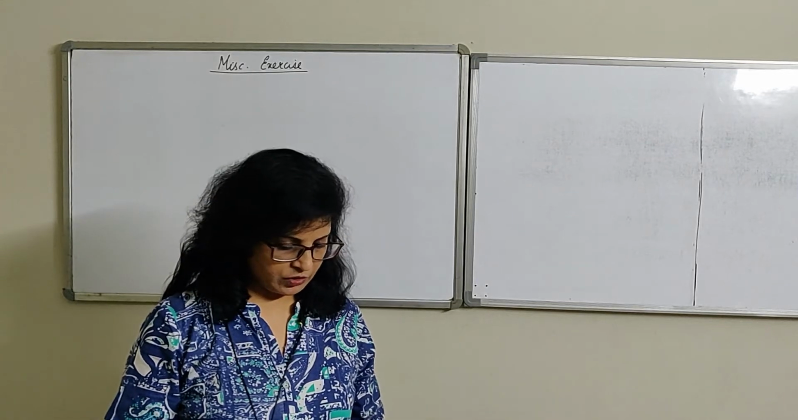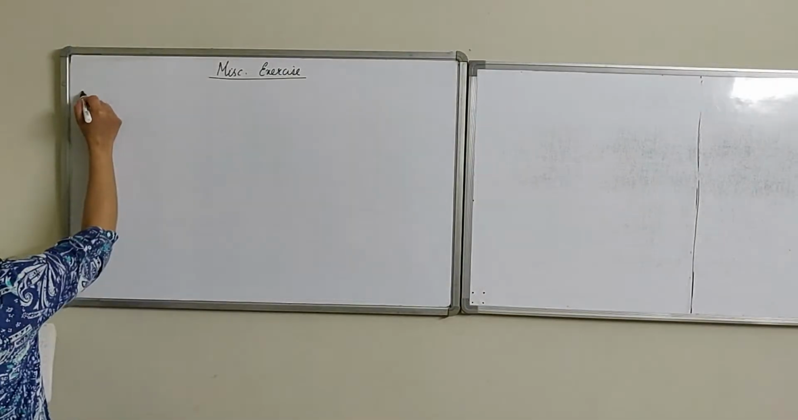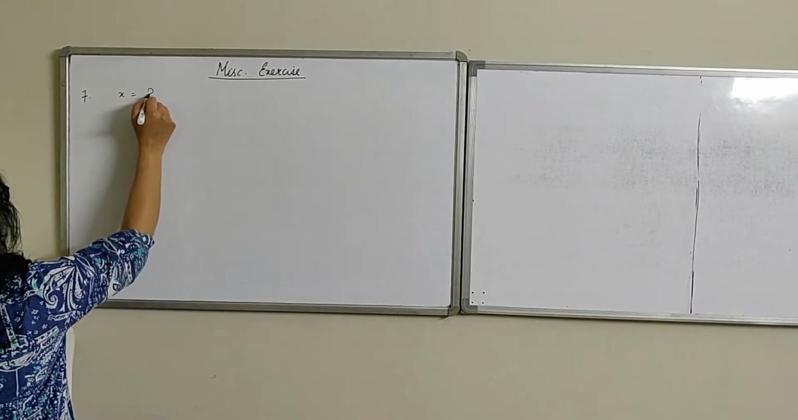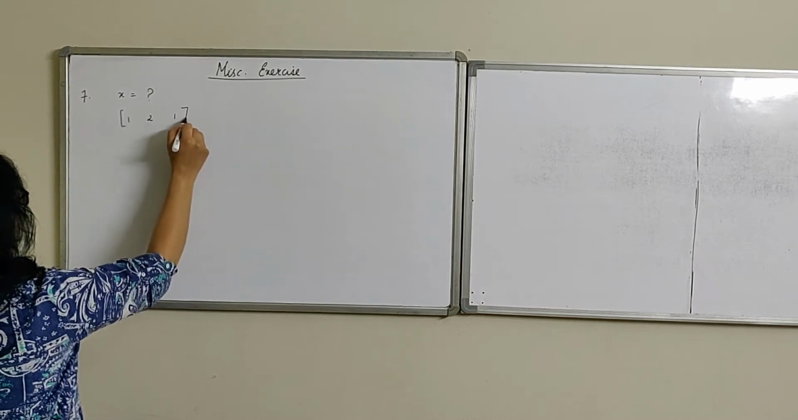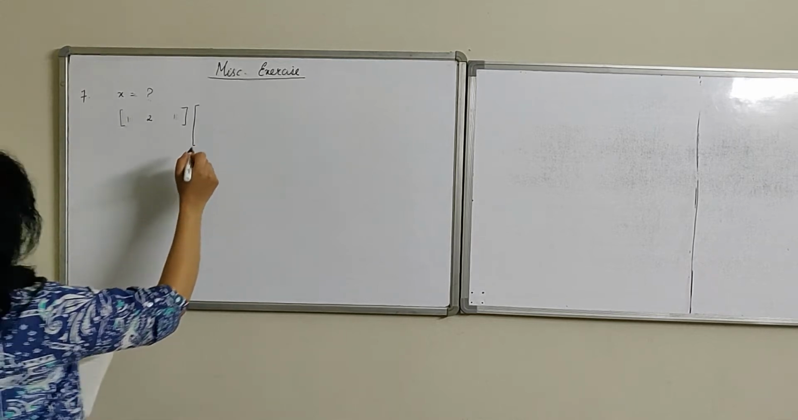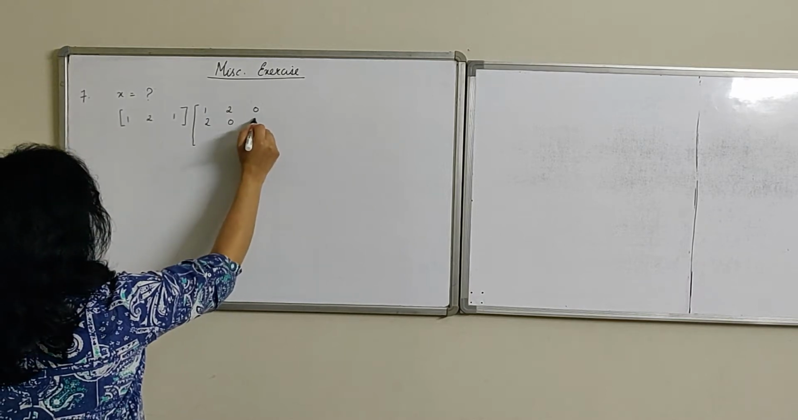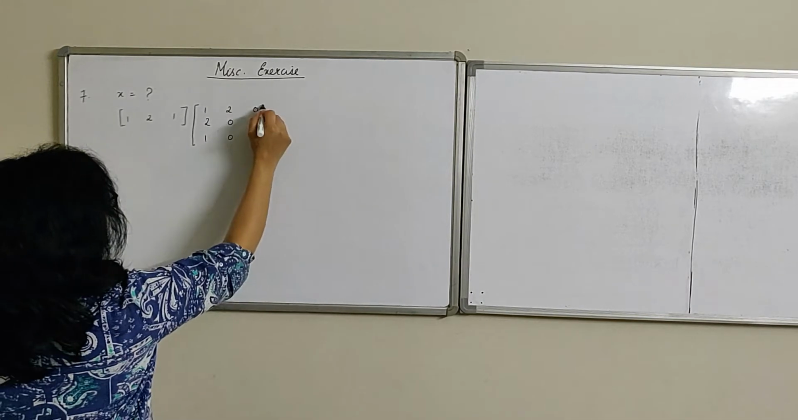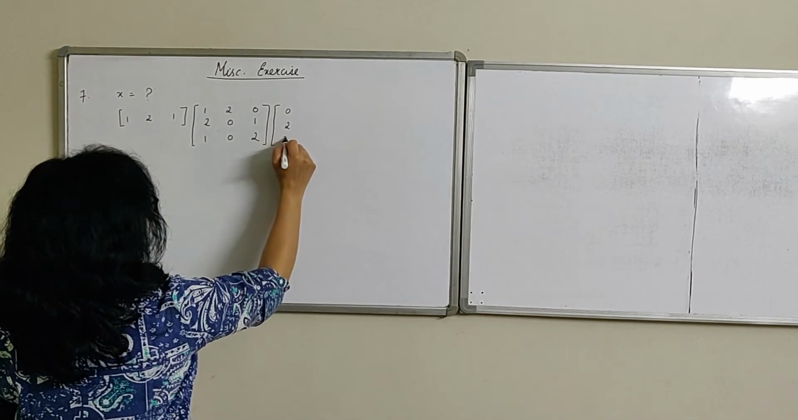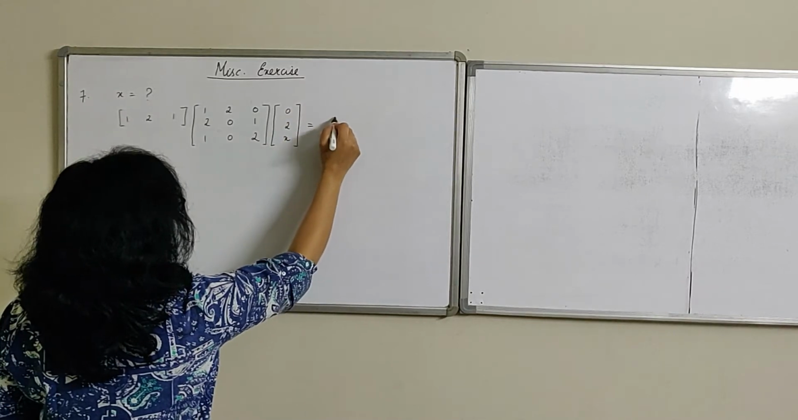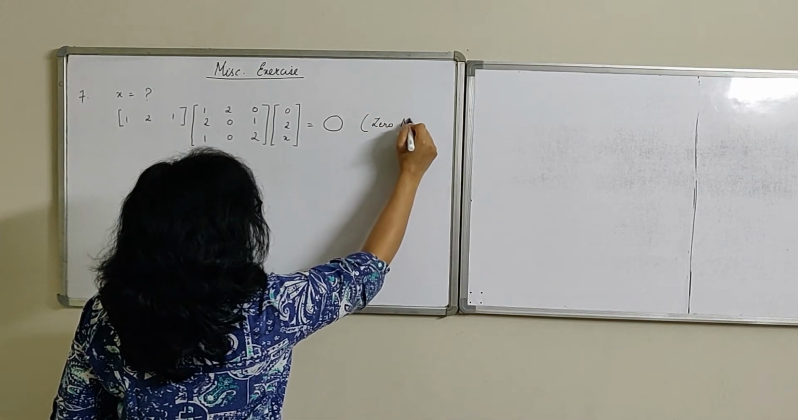So the next question is question number 7. 7 and 9 are similar kinds of questions. So in 7, we are finding the value of x. The given matrix equation is a matrix with 3 elements multiplied by this matrix, which is again multiplied by the matrix with elements 0, 2, x, and on the right side this is non-zero, this is a 0 matrix.